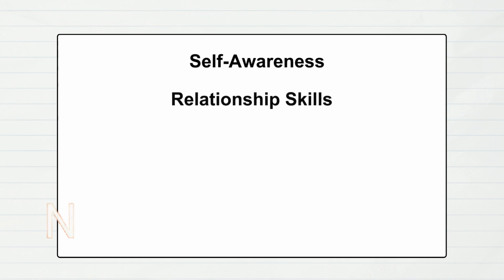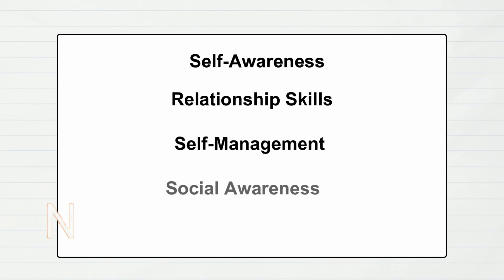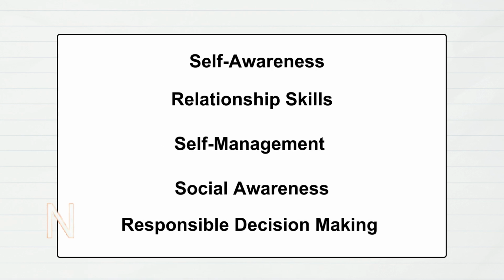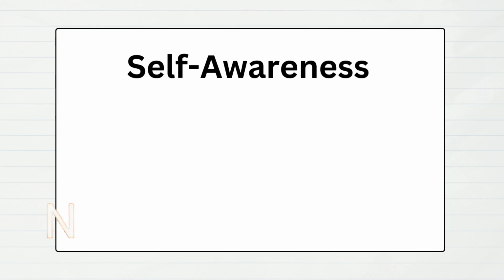Social emotional learning is broken into 5 domains: self awareness, relationship skills, self management, social awareness, responsible decision making. Every domain is essential to a person's well being. We are going to dive deeper into the 5 domains and learn how they can be taught in the classroom. Let's first begin with self awareness.